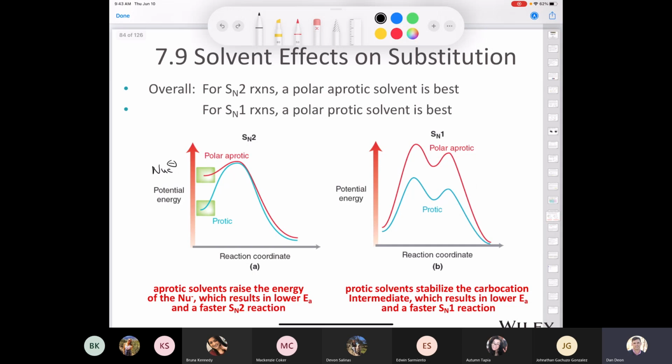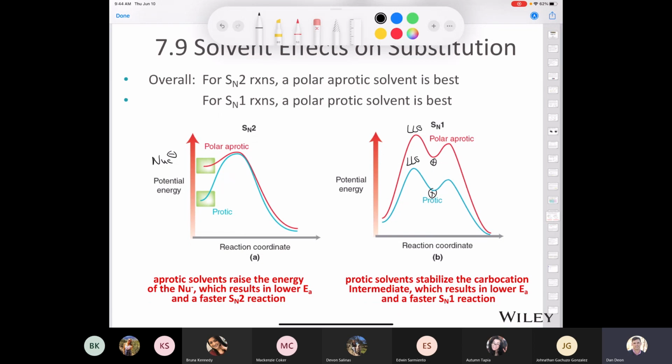And the pathway that leads to the carbocation, right? Because this is the carbocation. This is the loss of the leaving group here, loss of leaving group, and then this is the carbocation that's formed here. So you can see that when you do an SN1 reaction in a polar protic solvent, the protic solvent, like water, right? It could form a hydrogen bond, let's say, and it can stabilize that carbocation.